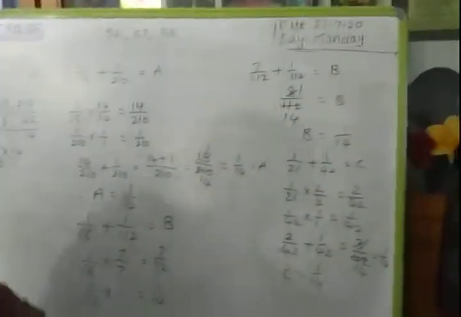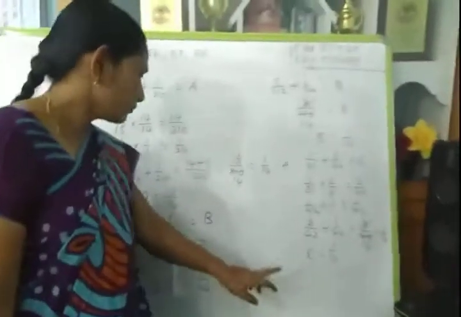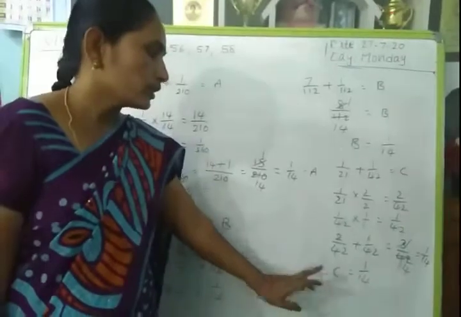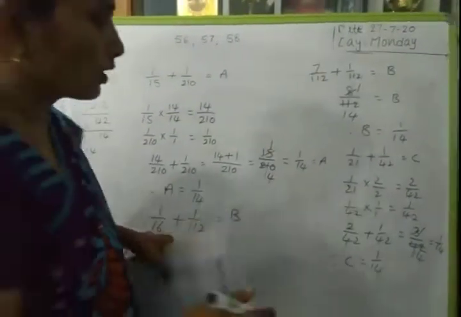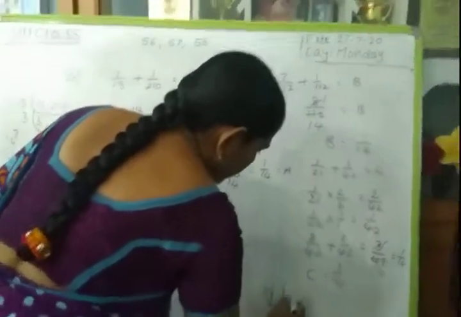So the A value, how much do we get here? 1 by 14. The B value also 1 by 14. The C value also 1 by 14. So all are equal. So which is correct? Option D. A is equal to B is equal to C.